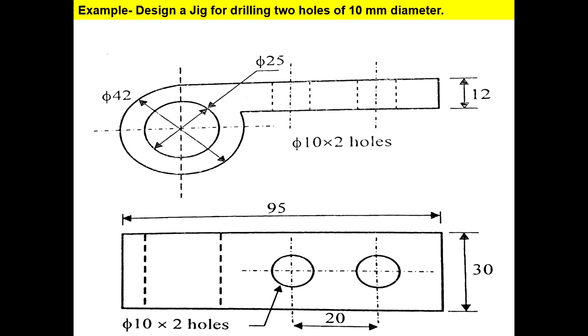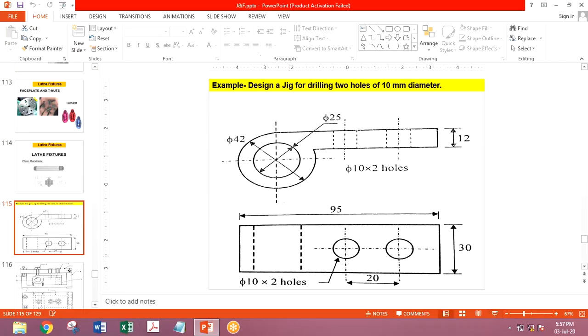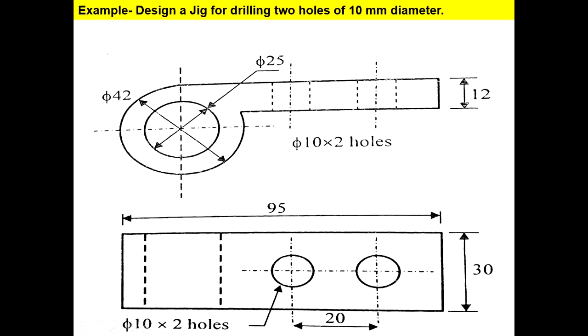A simple component we are considering for the jig design, and we are going to consider the assembly, then the details and the part list for this component. Let's consider this component. For this component we have to drill two holes of 10 mm diameter. So you can see these two holes are to be drilled of 10 mm diameter in the component. This front view is given and top view is also given.